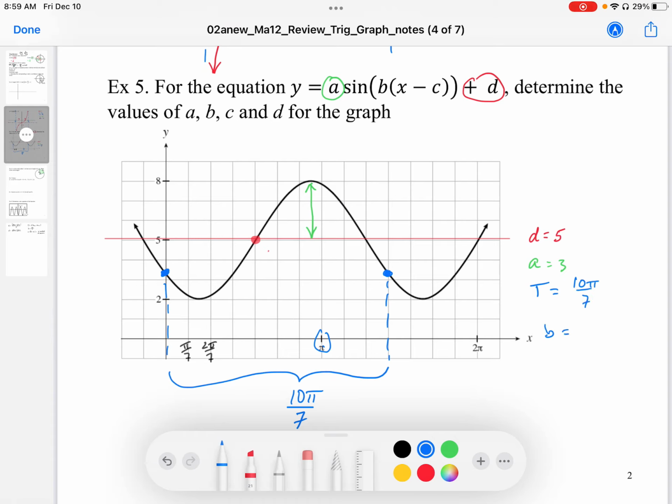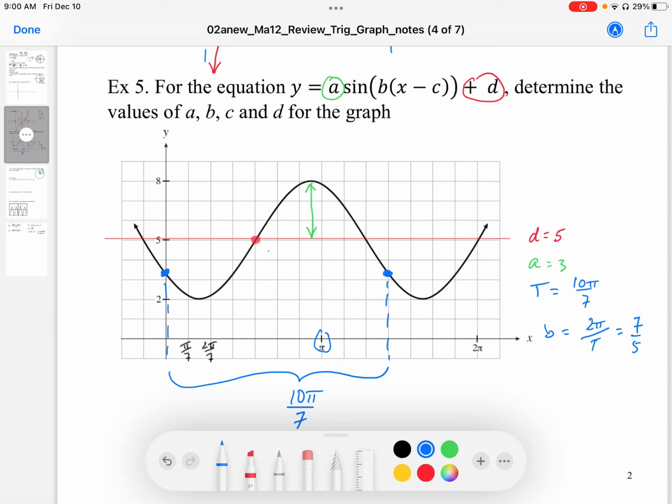To find the B value, we're going to do 2 pi divided by the period. When I do that, I end up with 14 pi over 10 pi, so that reduces to a B value of 7 over 5, I think it is. The pi's cancel out in this case, so the B is 7 over 5.